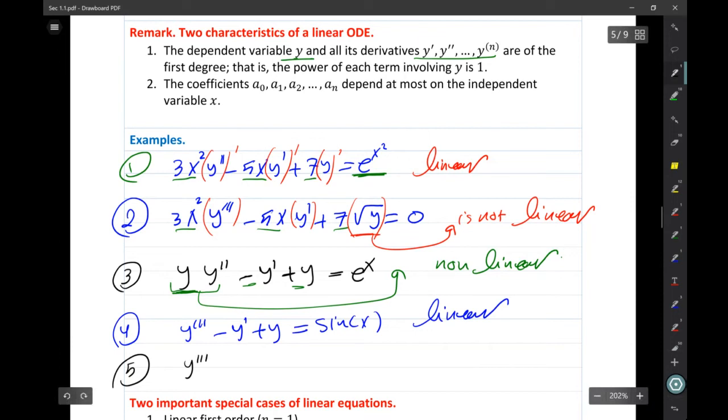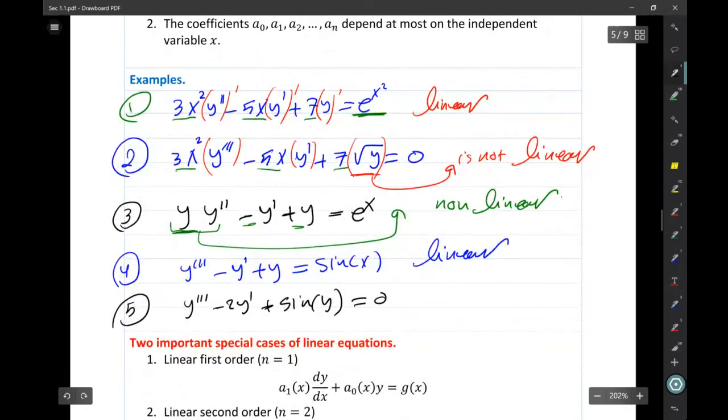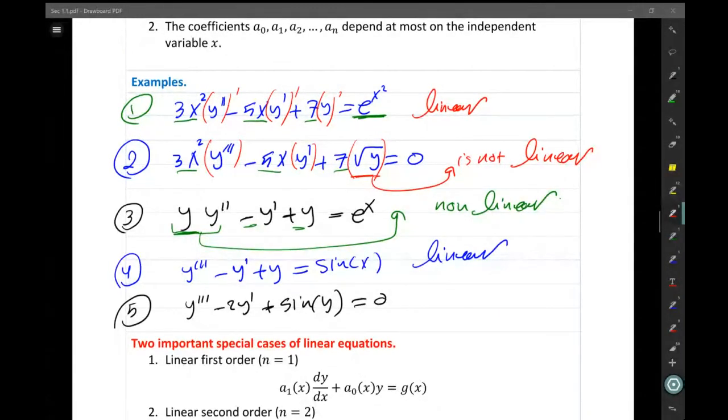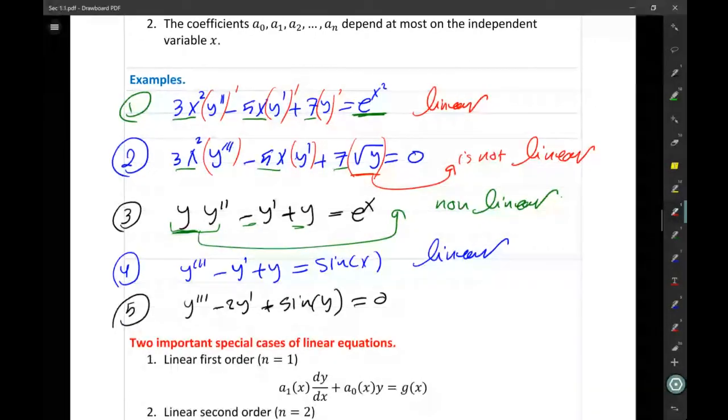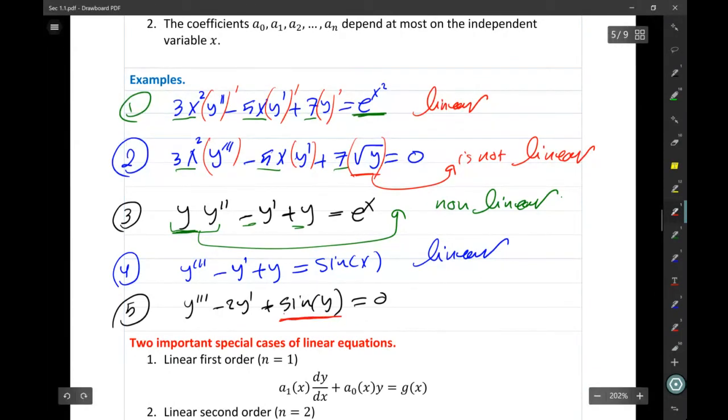Now, y triple prime minus 2y prime plus sine of y is equal to 0. Here, is this one linear or non-linear? It is not linear because here we have sine of y, it should be sine of x. So this is non-linear. That's why.